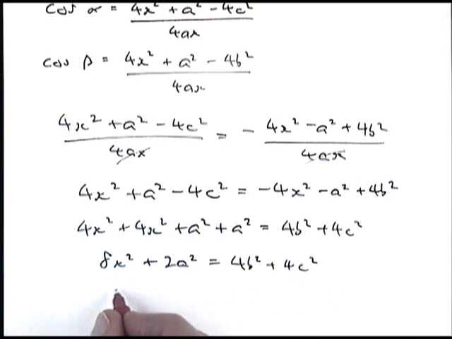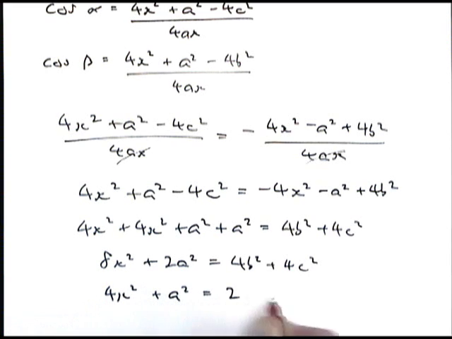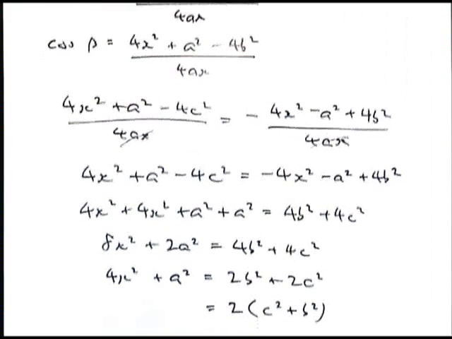I can divide everything by 2, and I get 4x squared plus a squared is 2 lots of b squared plus 2 lots of c squared. And I can factorise the right by 2. That's the same as c squared plus b squared times by 2, and that is what I want in part 4.